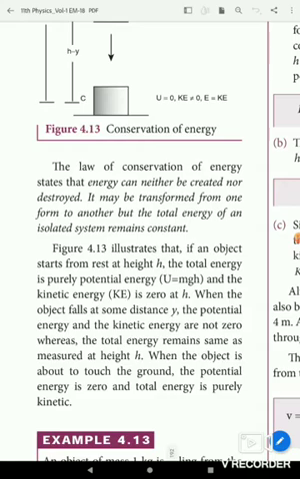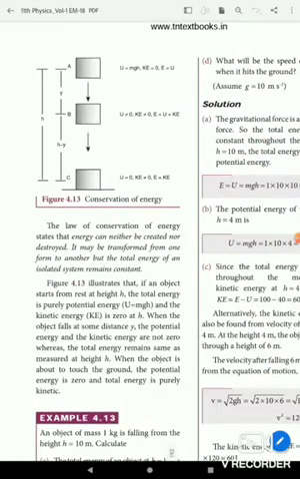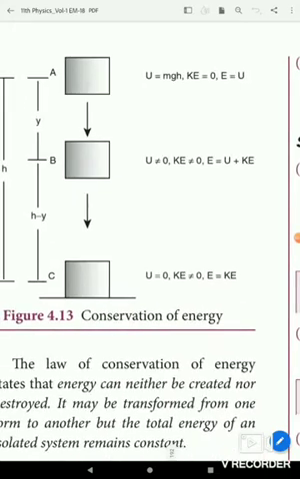So at A the total energy is purely potential energy. Already I told you that at the ground it is purely kinetic energy. But in the case B, the object comes down and the distance is y. A to B is y. At that time, the potential energy is not equal to 0 and kinetic energy is not equal to 0. So total energy is the sum of the potential energy and kinetic energy.